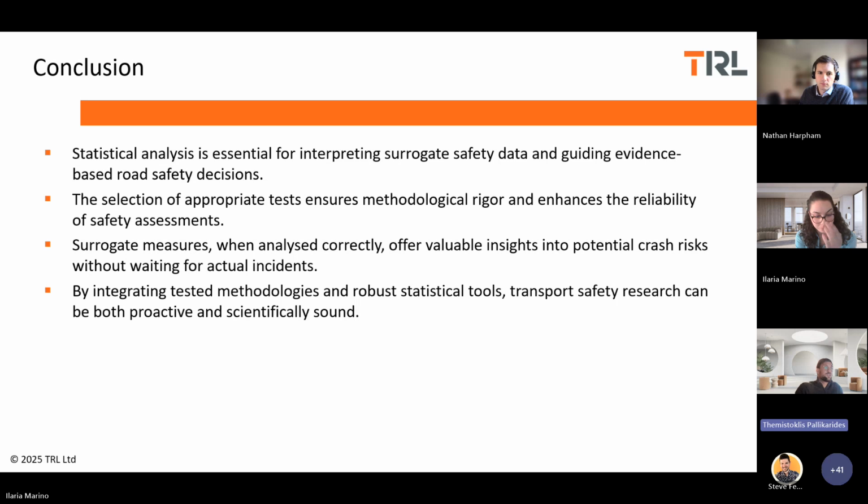assessments. Surrogate measures, when analyzed correctly, offer valuable insights into potential crash risks without waiting for actual incidences. And lastly, by integrating tested methodologies and robust statistical tools, transport safety research can be both proactive and scientifically sound.